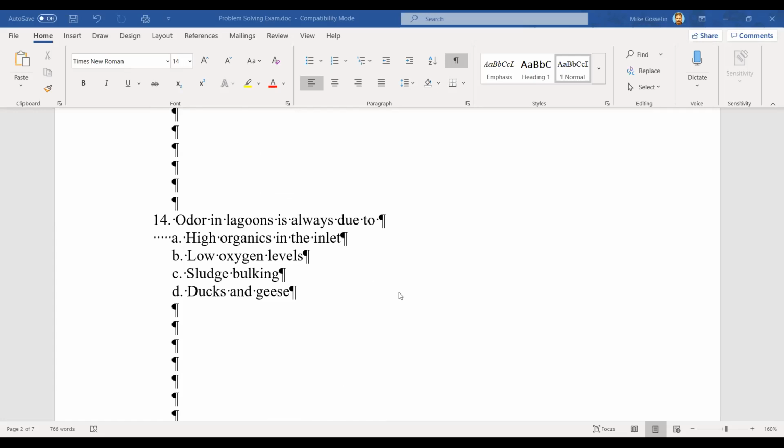Odor in lagoons is always due to... You got a B, that's exactly right. You got an A there too. So this is a good question to take a little bit of a look at as well. So it's basically odor in lagoons is always, and always is the key word there, due to what?